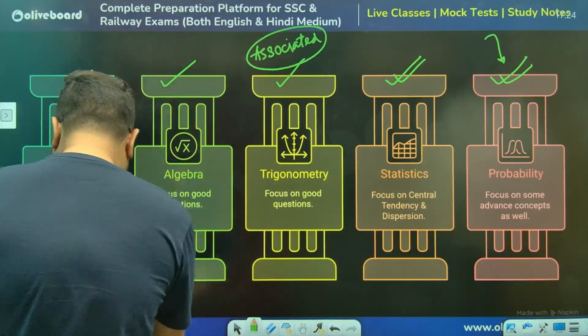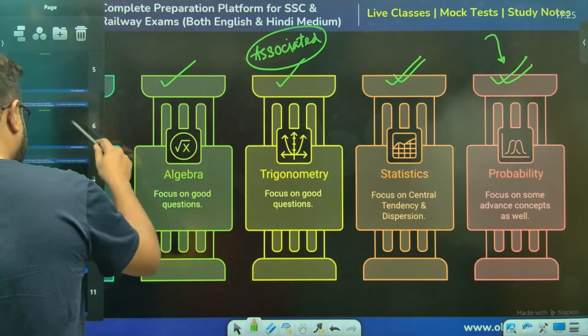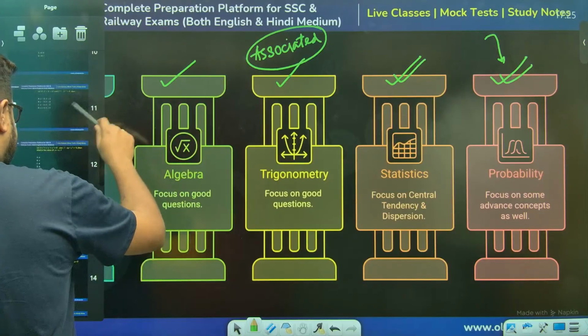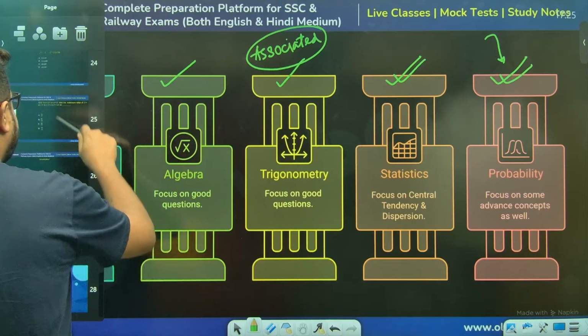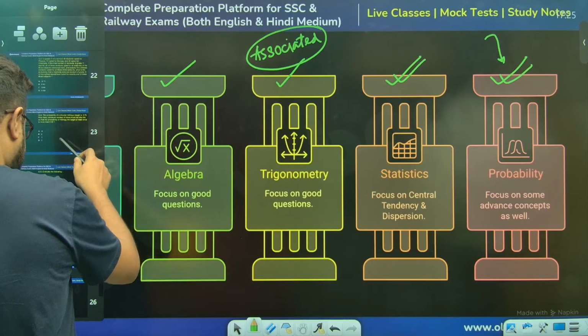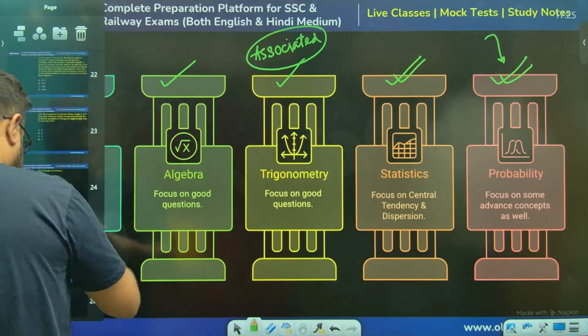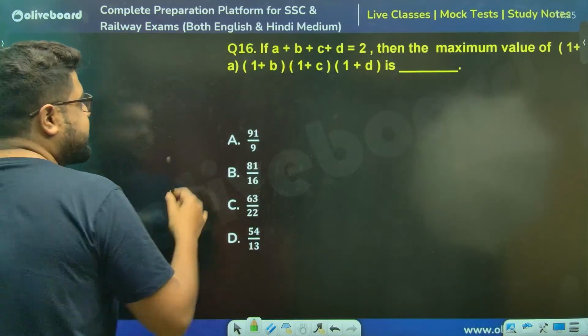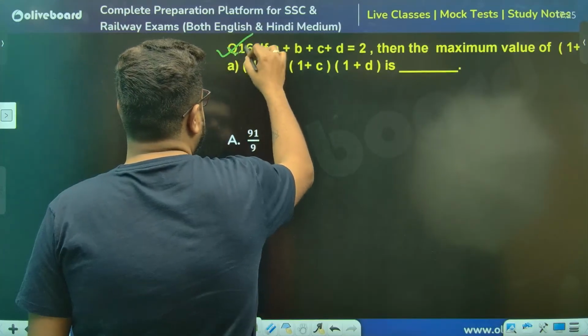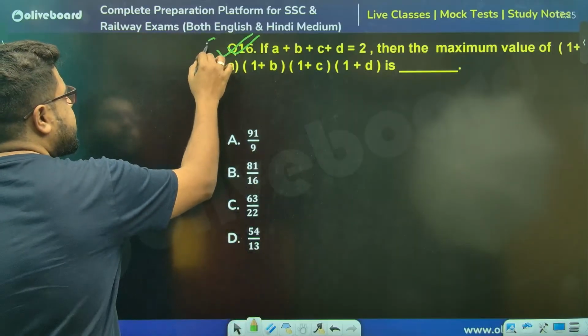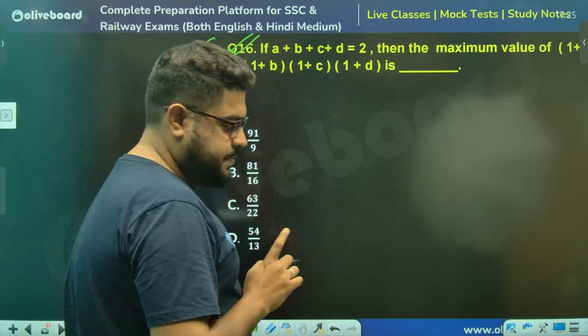Chalo, let's start, sir. Let us start with a few questions. A few questions we have done and a few questions I will do. Sir, good quality symmetry-based questions of algebra, I told you. So this is a very good symmetry-based question of algebra.